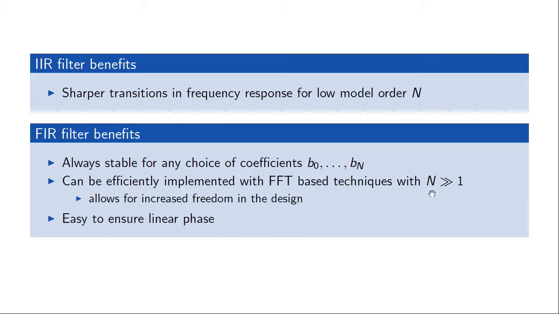Also, even though we may have to choose n quite large in order to satisfy the design parameters, we know that we can use the FFT algorithm to implement the filter quite efficiently in the frequency domain instead. And being able to choose n large also increases the degrees of freedom we have in the design, so we can ask several other things to be satisfied by the filter. A third property is that with a linear or an FIR filter, it's easy to ensure something called linear phase. And we'll discuss this in more detail for the remainder of this video before concluding.